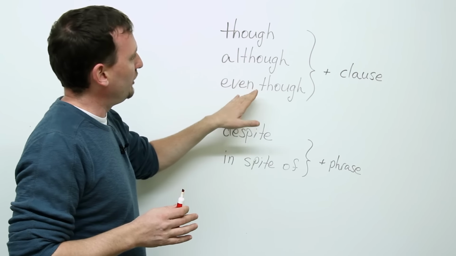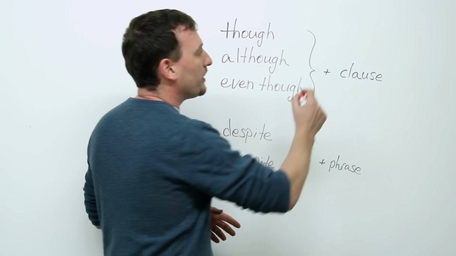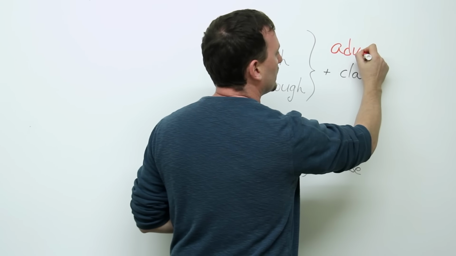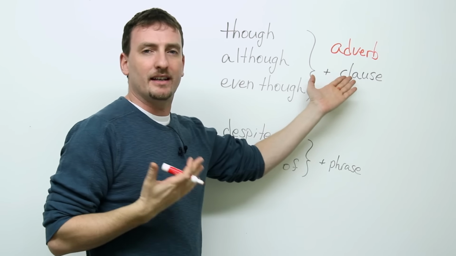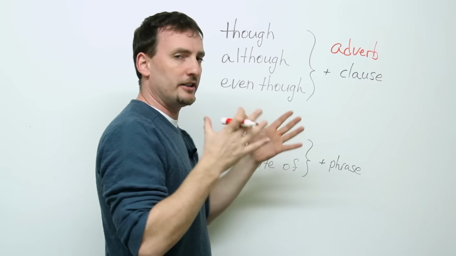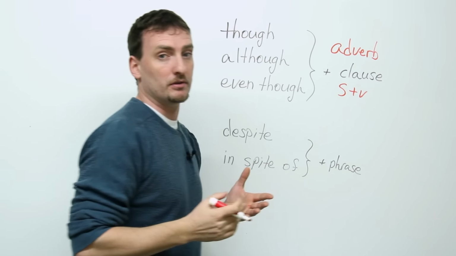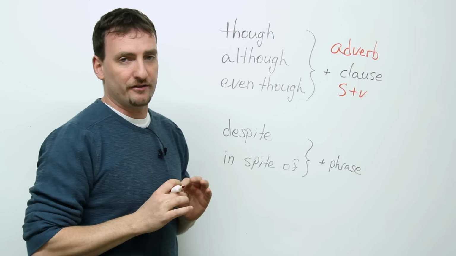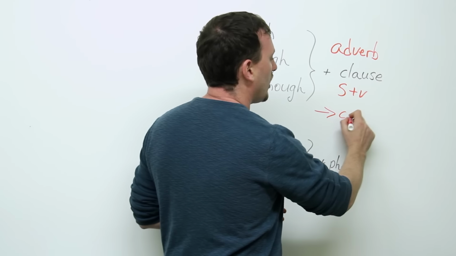First, let's start with these three. These three, though, although, and even though, are used with adverb clauses. Now, just to refresh your memory, what is a clause? A clause is any group of words that has a subject and a verb. It must have a subject and a verb. And these three are used to show contrast.